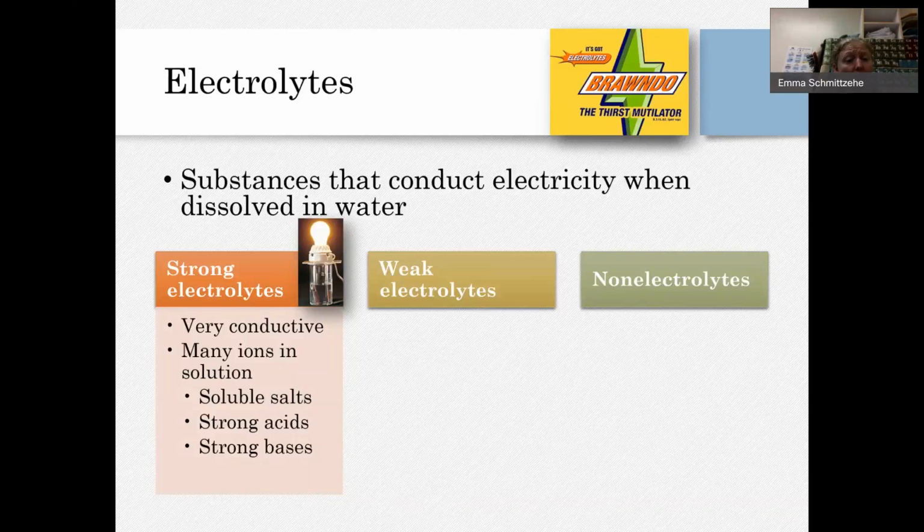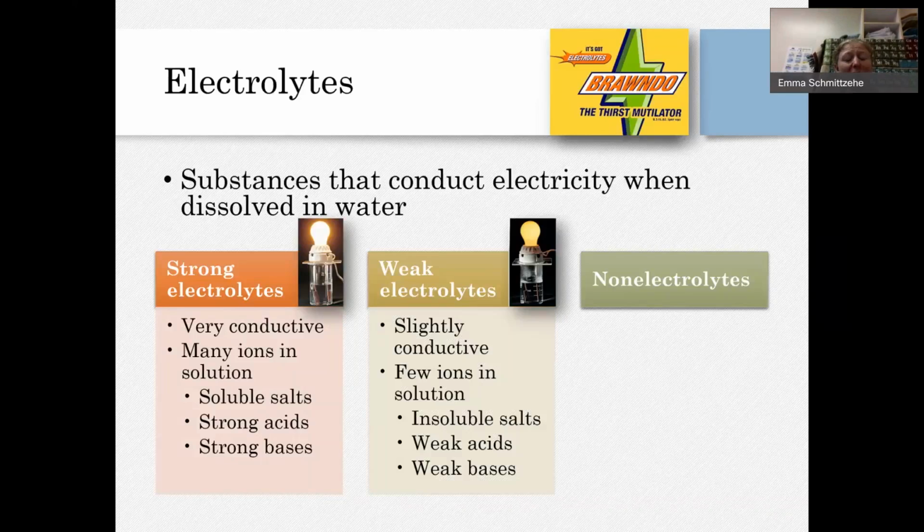Now, weak electrolytes, it's very similar. They conduct electricity, but only slightly. So if you had this same setup, it would still light up the bulb, so it would allow electricity to flow, but just not as much. And so the bulb would be kind of dim when those wires are put in that solution.